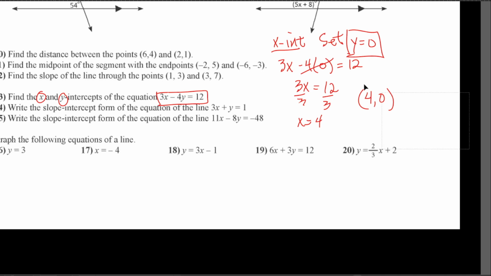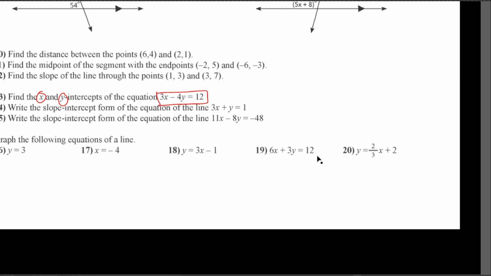Let's now find the y-intercept. So if I find the y-intercept, guess what? I'm going to set not the y equal to 0 this time, but the x equal to 0. Very good.